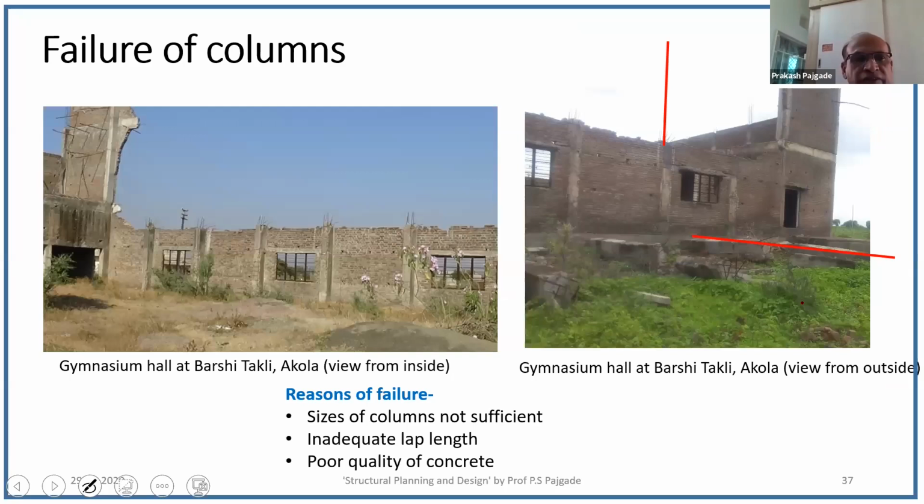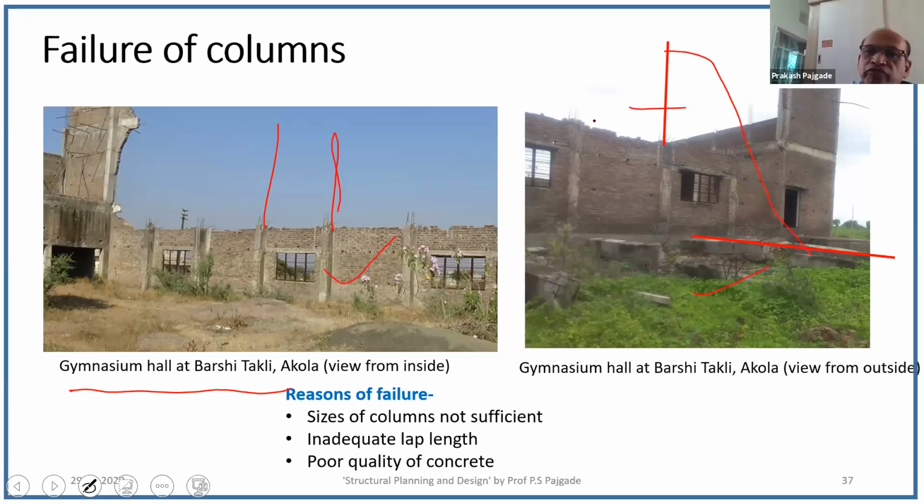Now you might feel that the example which I have shown is of Mexico, and it is not possible in Vidarbha or Maharashtra. But there are problems. The only thing is these are not explained to the general public. There was construction of a gymnasium hall at Parshi Takri, Akola. The columns were erected. This is the inside view and this is the outside view. Because of the wind load, there was overturning and failure of the column at this particular level. You can see the collapsed columns.